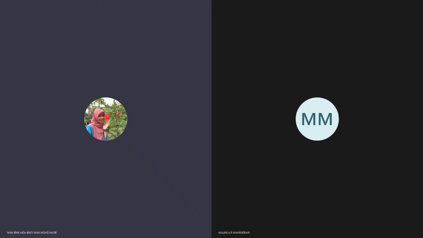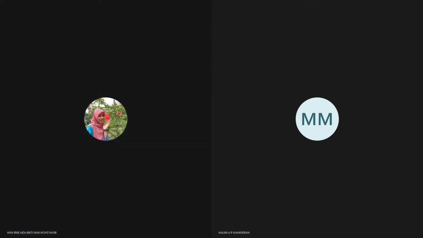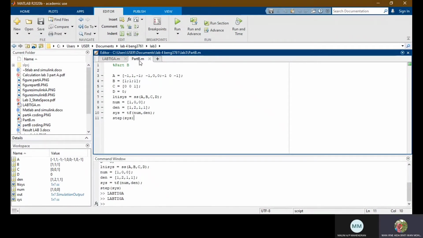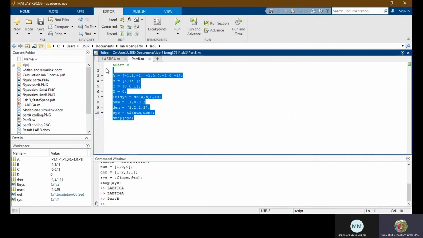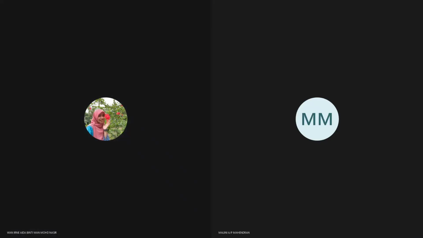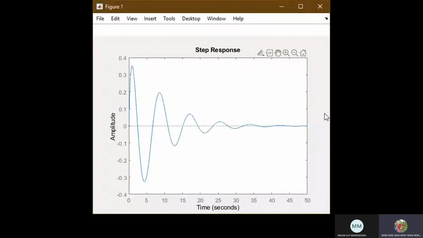Next is part B. Part B is the same as part A, but with the addition of a numerator and denominator, and the system is defined by the numerator and denominator. And the result is as shown.